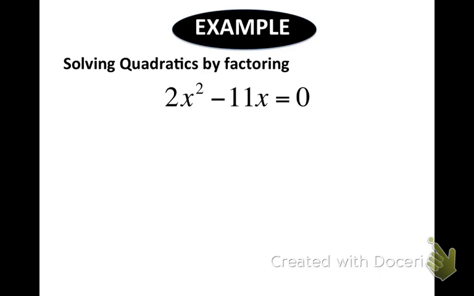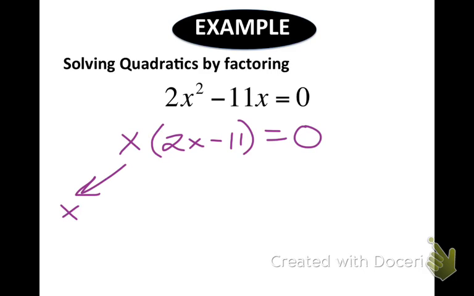So remember, what's the first thing we always ask ourselves that some of you missed on here? What is it? Let's take out an x from that. When I take out an x, I'm left with 2x minus 11 equal to 0. It is now in factored form, which means I can use the zero product property to solve it. So my first one is x equals 0. The next one has 2x minus 11 needs to equal 0.